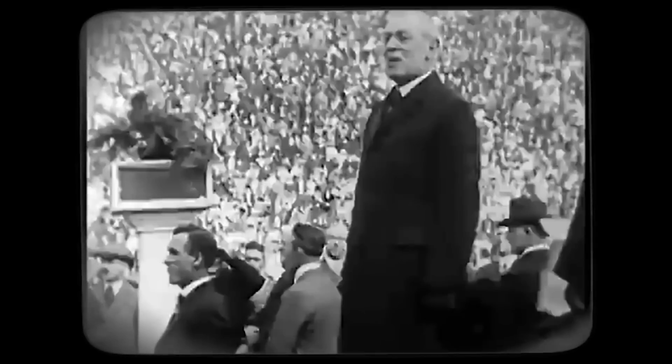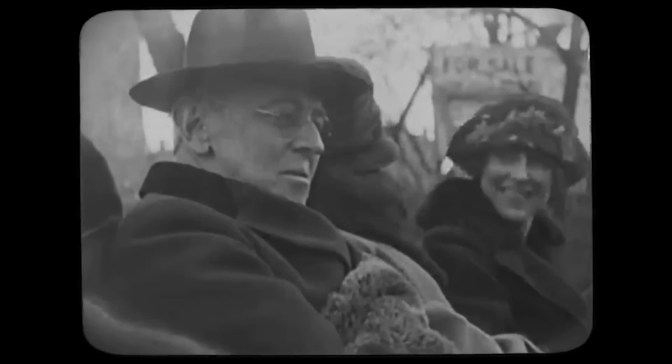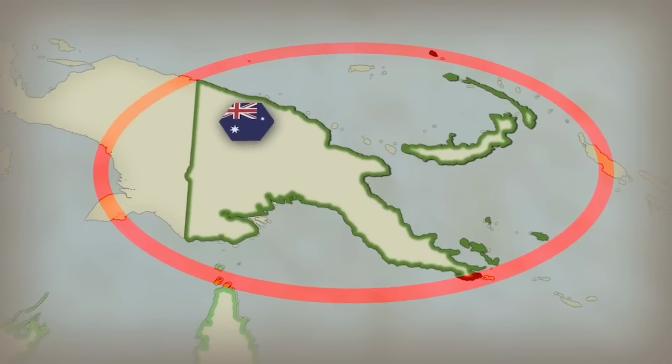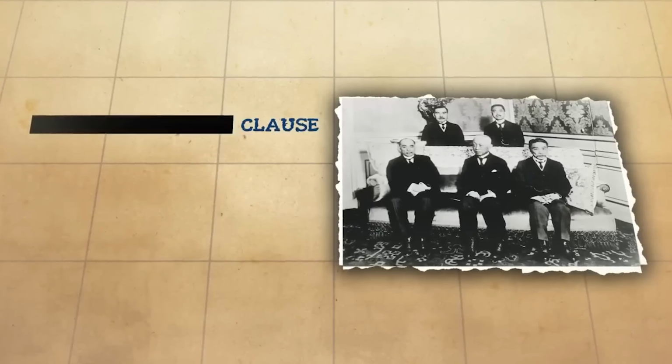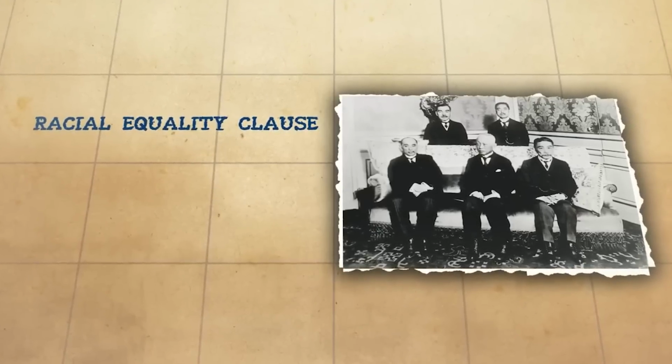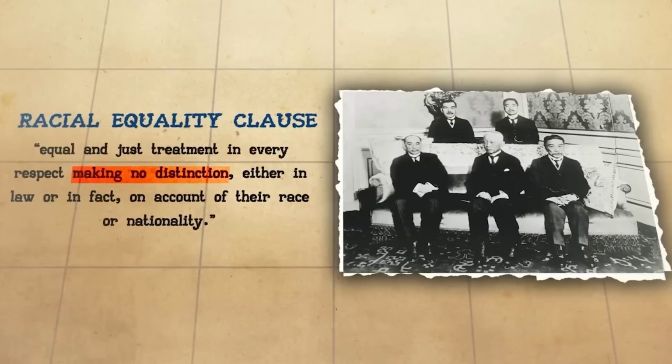However, he was okay with a mandate system where a country governed another country until they were ready for independence. So Australia got not only New Guinea, but also Samoa on a 999-year mandate. The second was to do with Japan's proposal for a racial equality clause. It was pretty non-controversial, just something that would have said all races are equal.